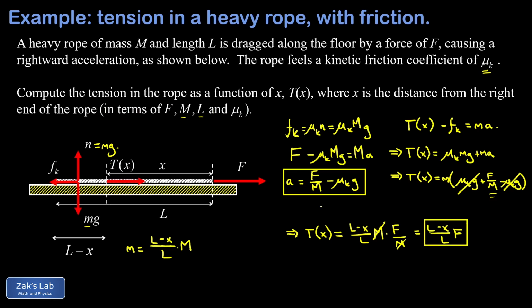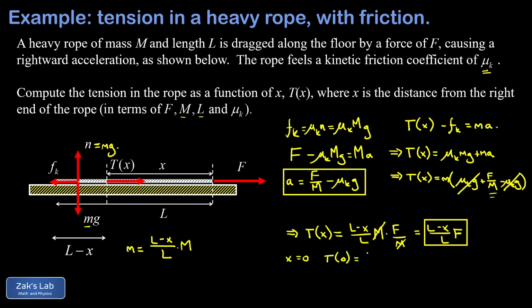So there are a couple limiting cases we should look at to make sure they make sense. One is when x is equal to 0. When x is equal to 0, we're all the way at the right end of the rope where we're pulling on it with a force of capital F. Well, that means the rope must be pulling back with a force that has a magnitude of F because of Newton's third law. So if we look at T of 0, we better get F out of that.